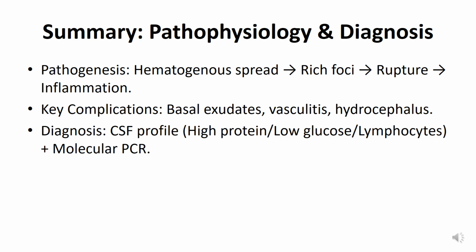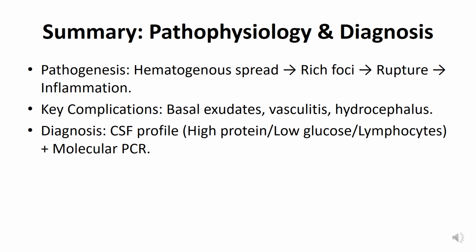Tuberculous meningitis begins when Mycobacterium tuberculosis spreads from a primary infection site, usually the lungs, into the bloodstream. This process is known as hematogenous spread. Through the circulation, the bacteria travel to different parts of the body, including the brain and its surrounding membranes. Once inside the central nervous system, small collections of tuberculosis bacteria form beneath the meninges or within the brain tissue. These microscopic lesions are called rich foci.